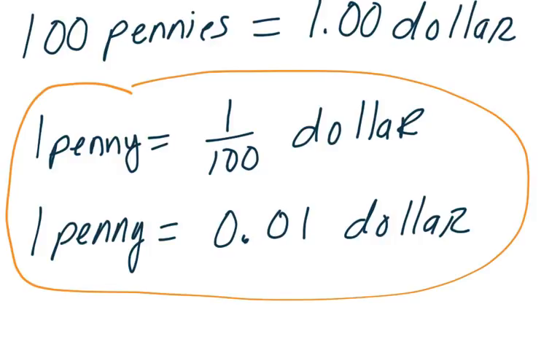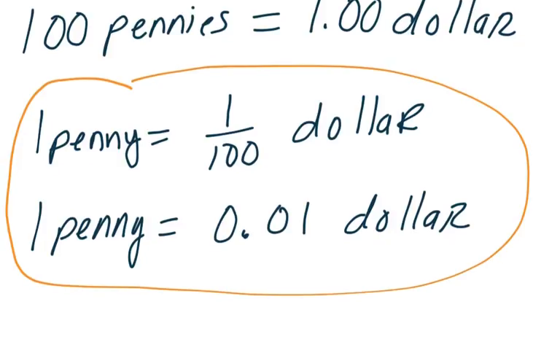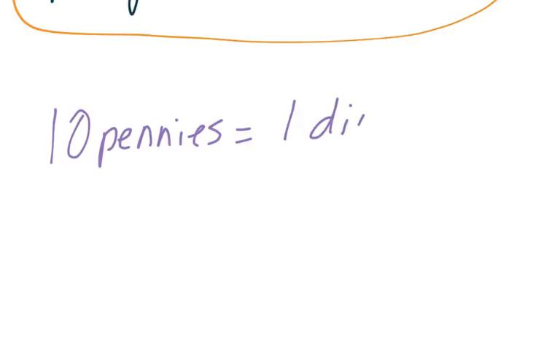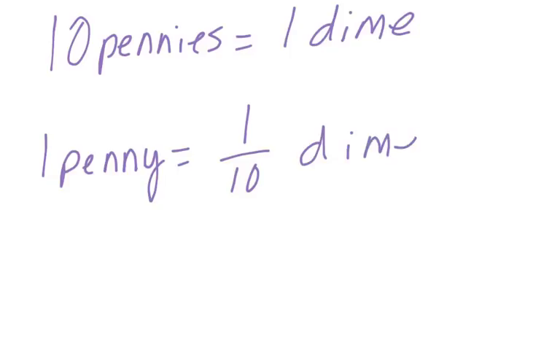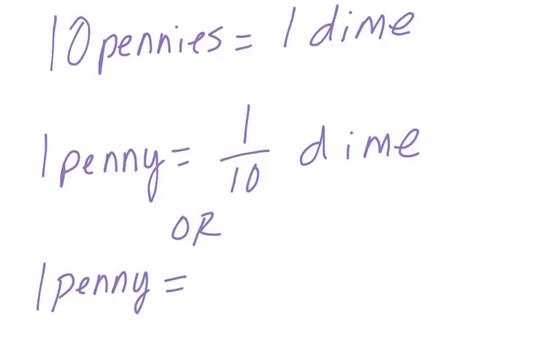But now let's try to take the dime in, because our next lesson is going to be talking about equivalent tenths and hundredths. As we look further into this, it takes 10 pennies to equal 1 dime. So now what we're saying is that 1 penny is 1/10 of a dime, or 1 penny equals 0.1 of a dime, if we're talking about that in the form of a decimal.